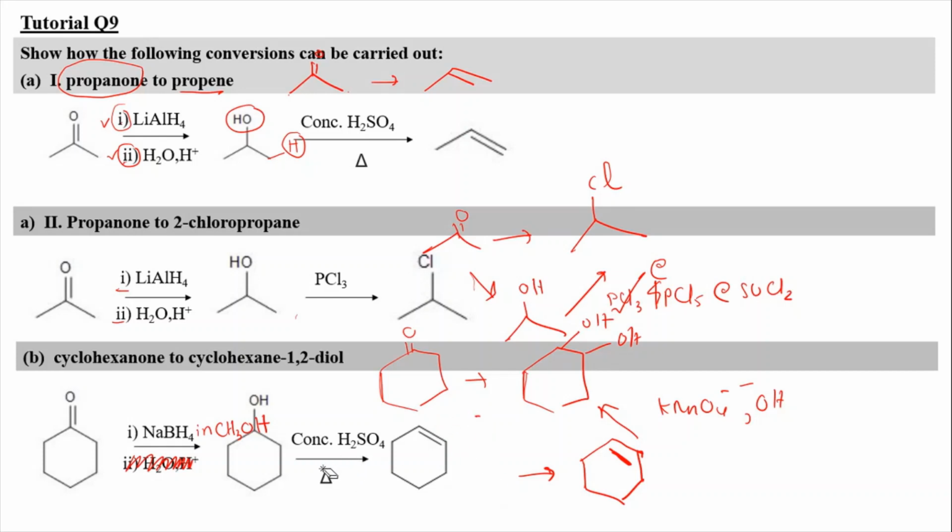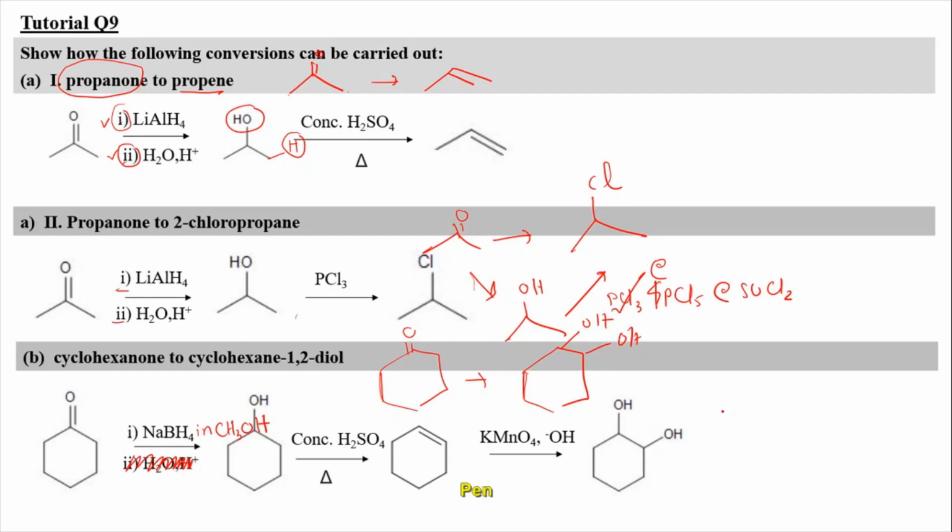So what I'm going to do is react with KMnO4 but at basic condition, not at H plus. If H plus, it is going to undergo oxidation, but OH minus here refers to the formation of diol, which is cyclohexane-1,2-diol. Okay, so that's for tutorial question 9.